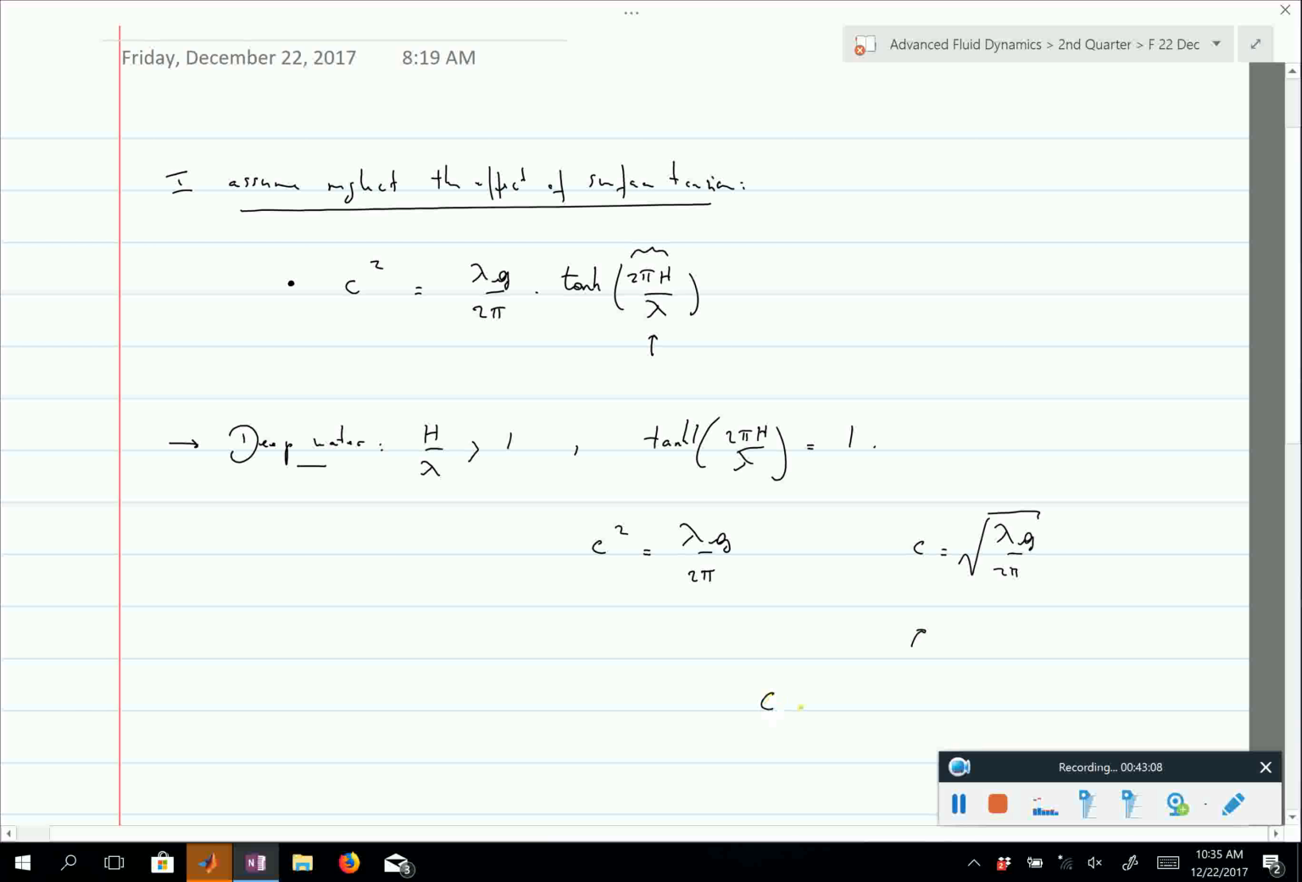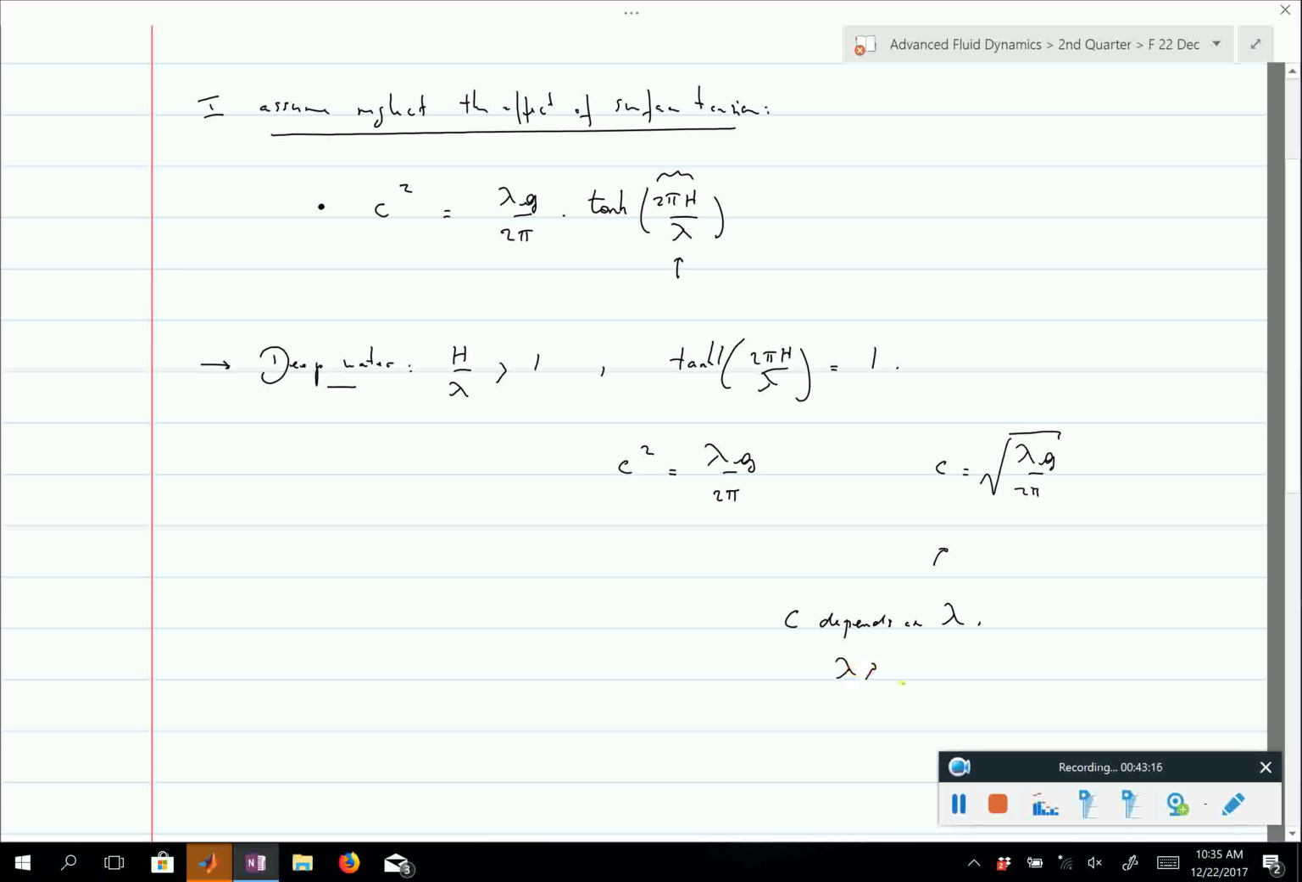Here, c depends on lambda, right? So the larger lambda, the larger c. And in principle, this is what you should see when you throw a rock into a puddle, into a bath. You will see there's an initial disturbance. It had all kinds of wavelengths, and you'll see that the longer wavelengths are going to travel faster. And closer to the object, you'll see the smaller wavelengths, they're going to travel a bit slower.